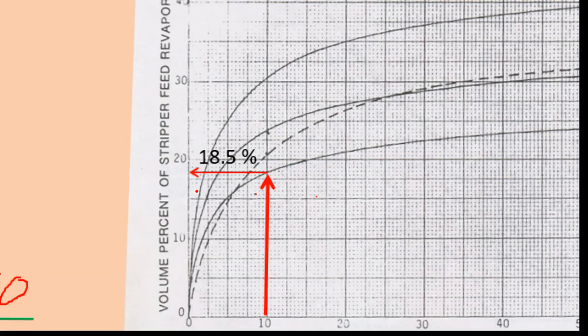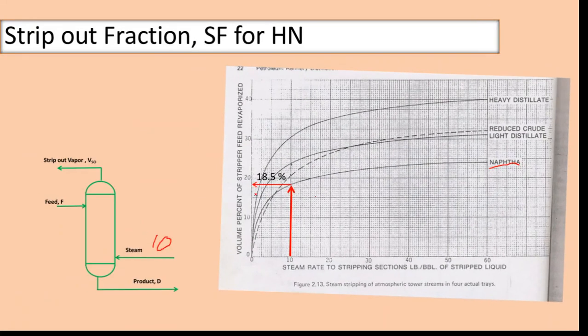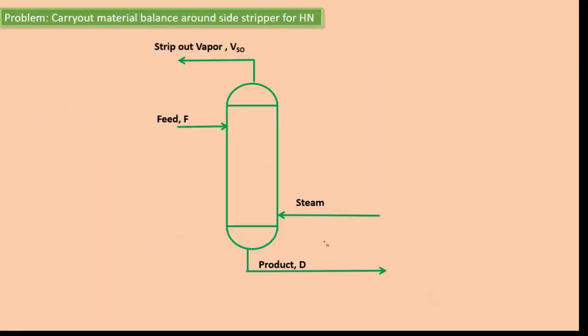So we can say the y-axis is 18.5%, and if we convert 18.5% into a fraction, the SF value is basically 0.185. It's okay. Now come to the next step.